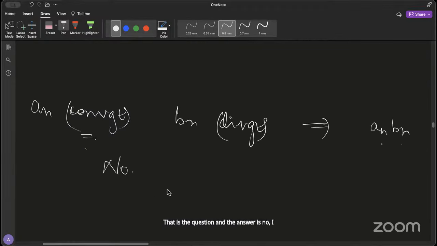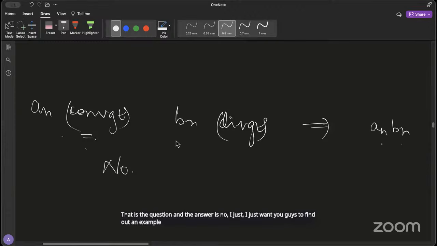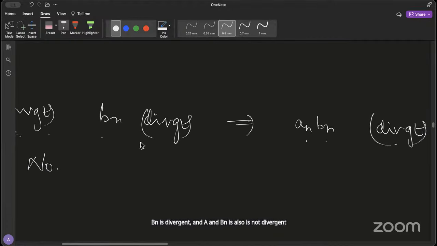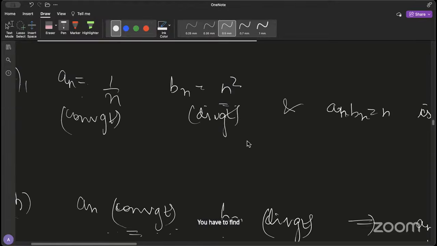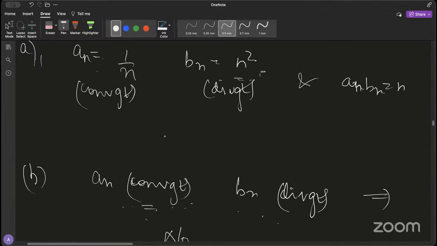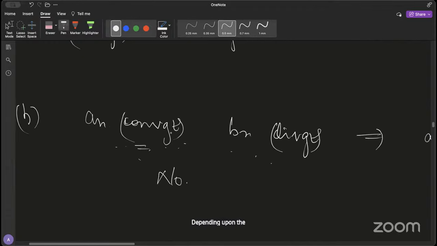I just want you guys to find an example of An and Bn where An is convergent, Bn is divergent, and An Bn is also not divergent. That means an example where An is convergent, Bn is divergent, and An Bn is convergent. You have to find one such example, and this is your hint. Take the hint from here. You just have to think a little, depending upon the value of An and Bn.